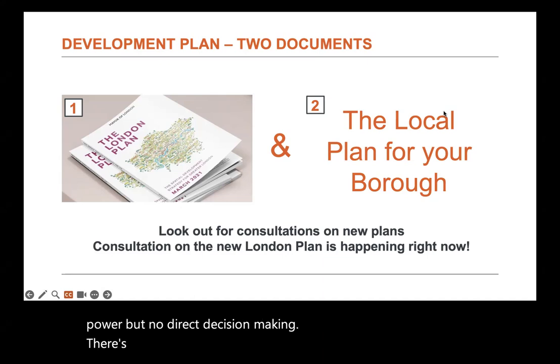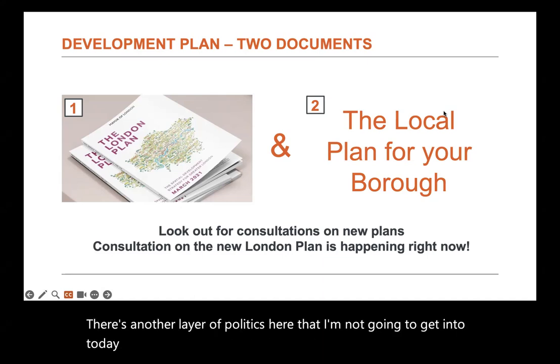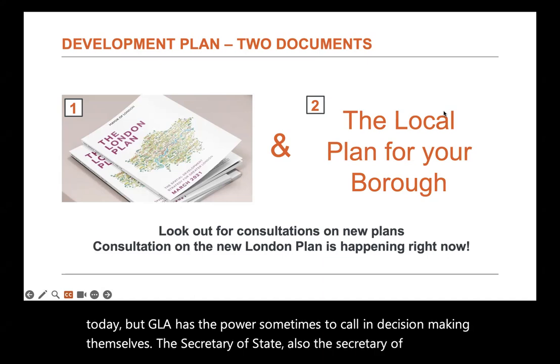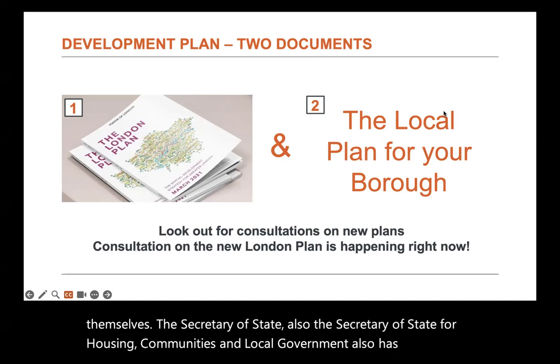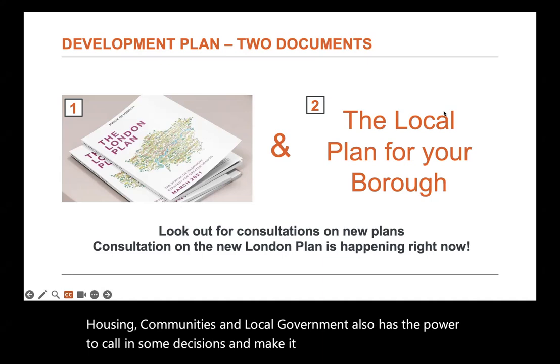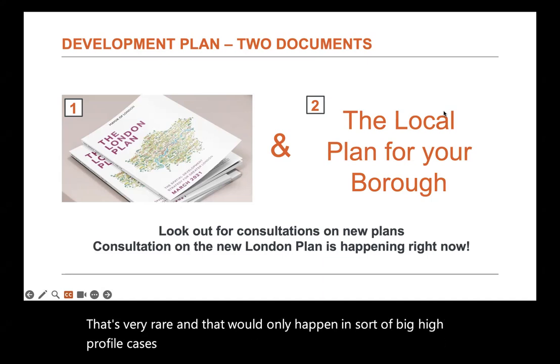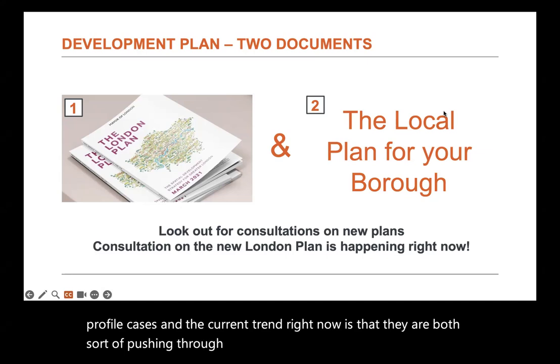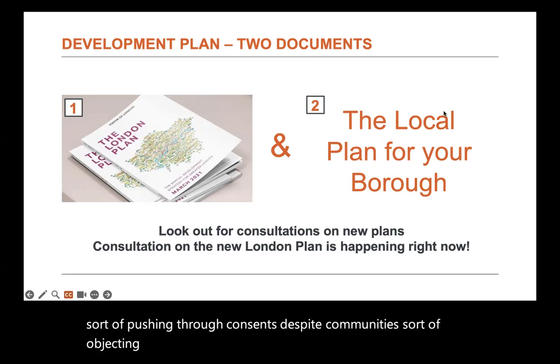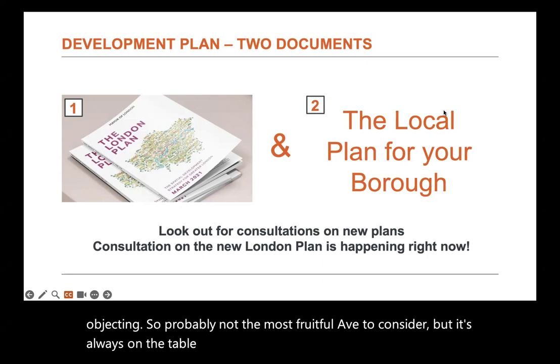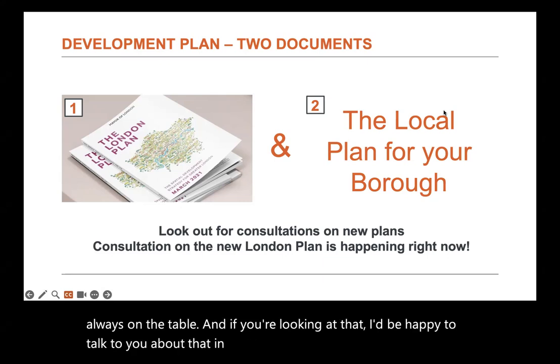There's another layer of politics here that I'm not going to get into today, but the GLA has a power sometimes to call in the decision and make it themselves. The Secretary of State for Housing, Communities and Local Government also has the power to call in some decisions and make them themselves. That's very rare, and would only happen in big, high-profile cases. And the current trend right now is that they are both pushing through consents despite communities objecting. So probably not the most fruitful avenue to consider, but it's always on the table. And if you're looking at that, I'd be happy to talk to you about that in more detail.